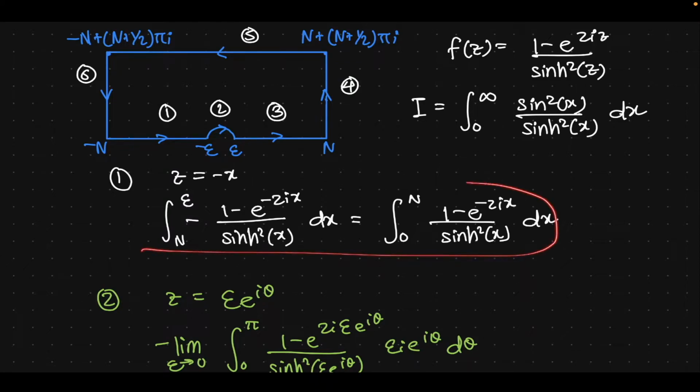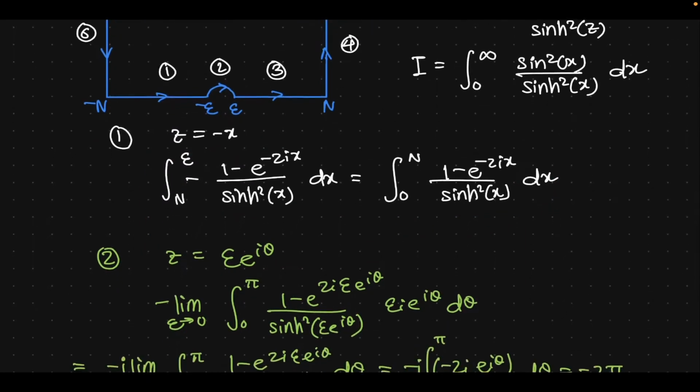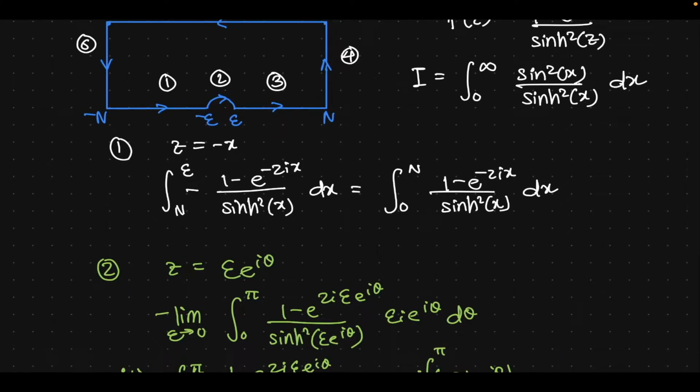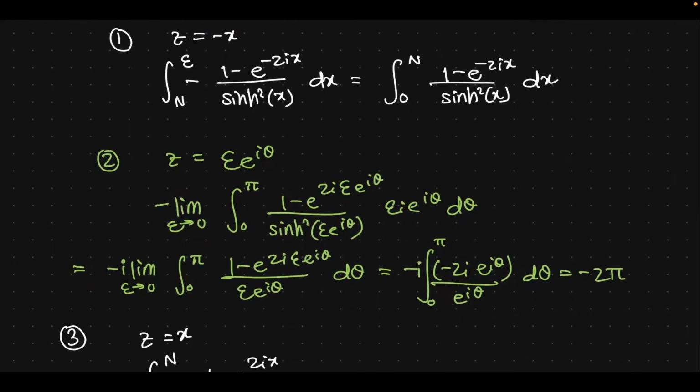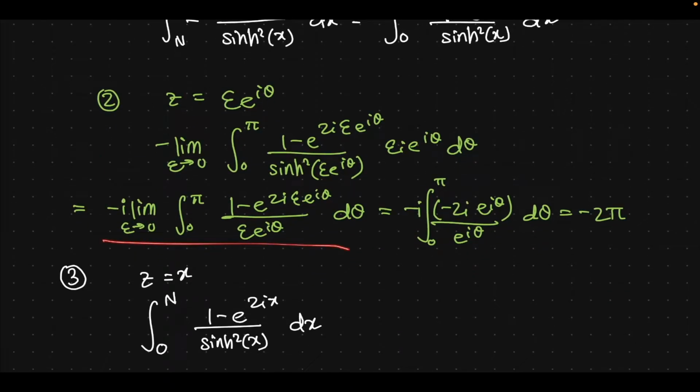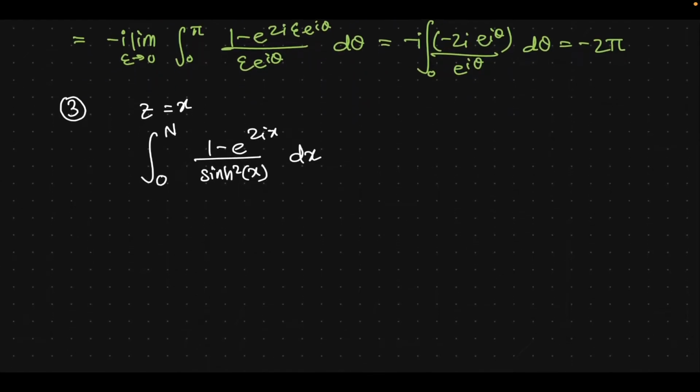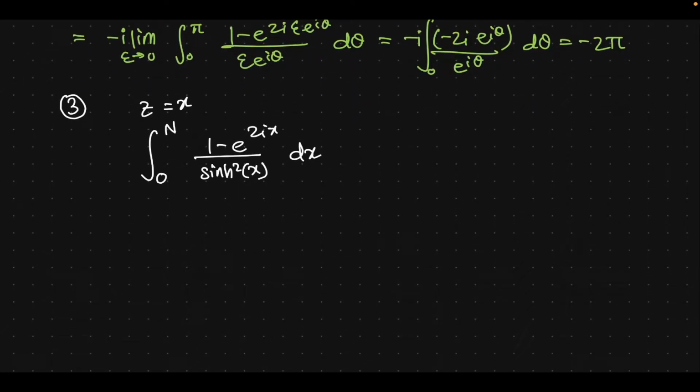We have 1 for segment 1, that's well parameterized. We took the limit as epsilon goes to 0, so that changed this epsilon to a 0 here, and that's because we were taking the limit here, and that this is part 2, giving us a non-trivial answer of minus 2 pi. And then the third bit, which was the easiest bit of them all, just direct parameterization, z equals x.